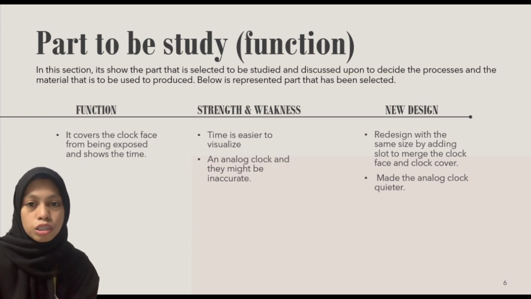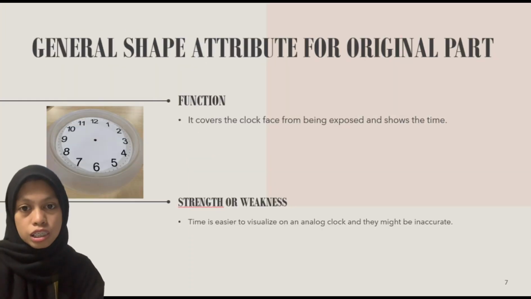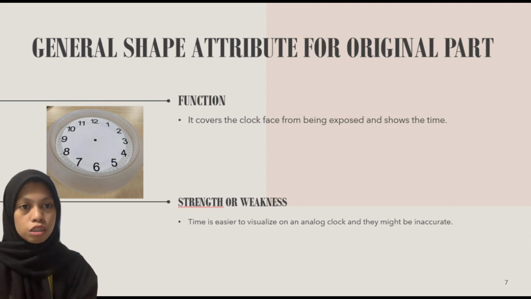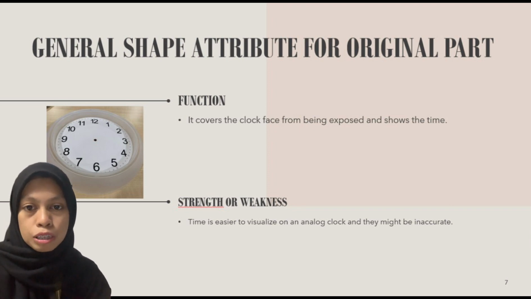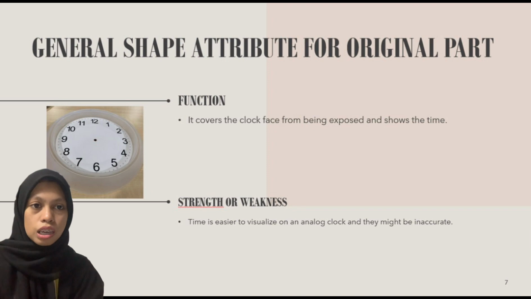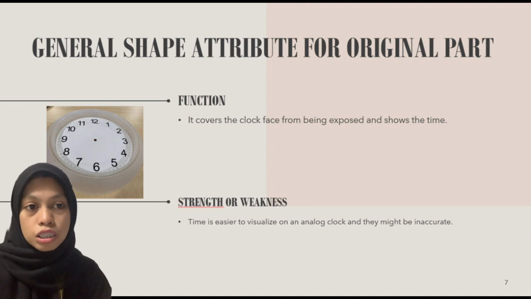New design: we redesign with the same size by adding a slot to merge the clock face and clock cover, to make the analog clock quieter. Generation attribute for the original part: its function and strength or weakness are also the same as the part to be studied. Function: it covers the clock face from being exposed and shows the time. Strength or weakness: time is easier to visualize on an analog clock, and they might be inaccurate.